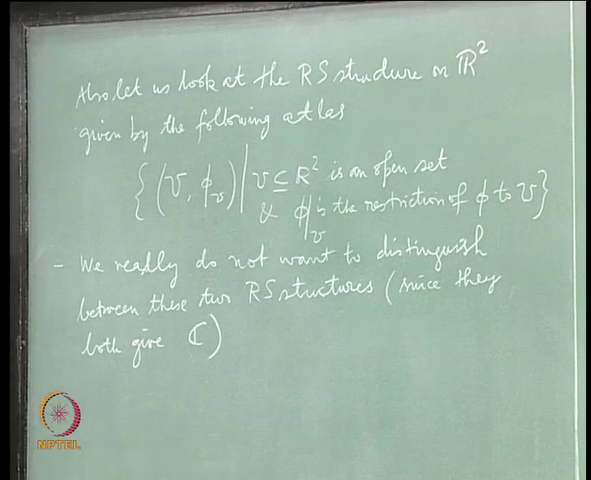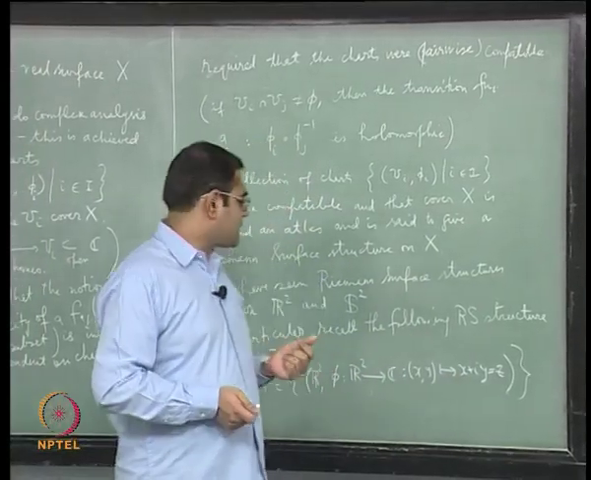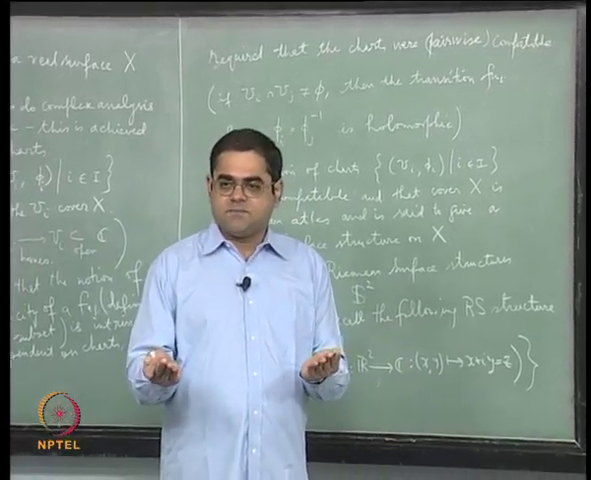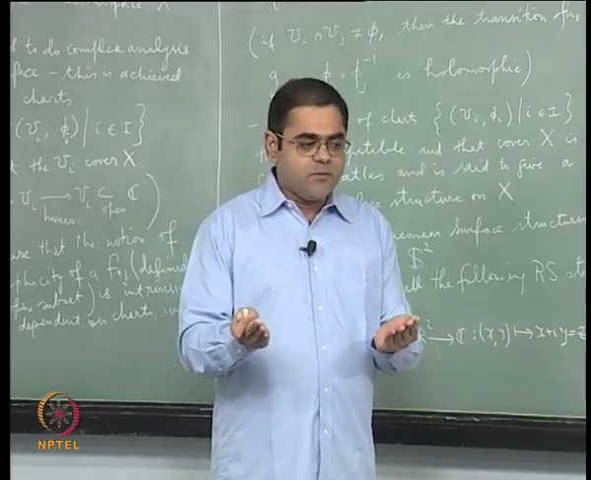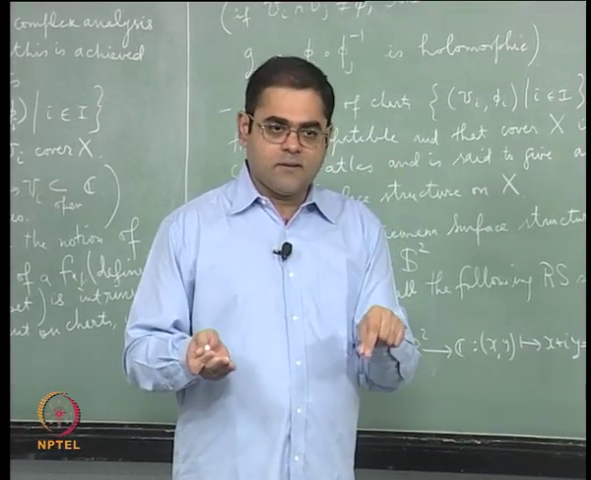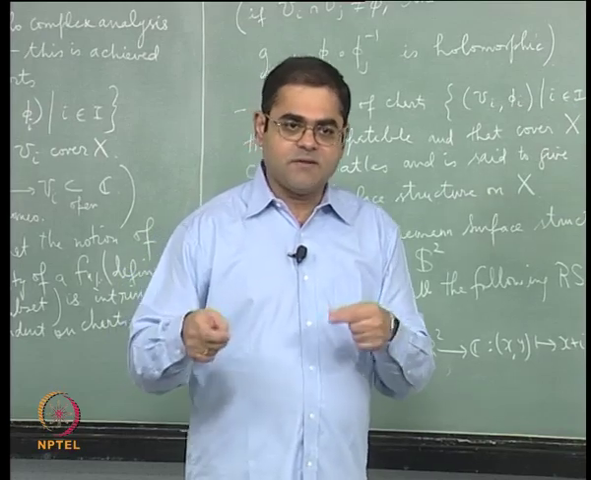So, what do we put into the definition to make sure that we don't distinguish between such things? So we do the following. You take two possible atlases which give Riemann surface structures on a given surface, and then you define them to be equivalent if every chart in one atlas is compatible with every chart in the other. Okay, you put this equivalence condition.